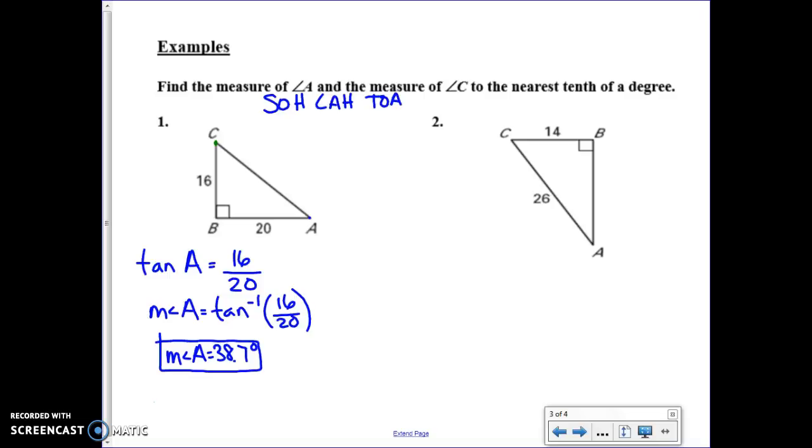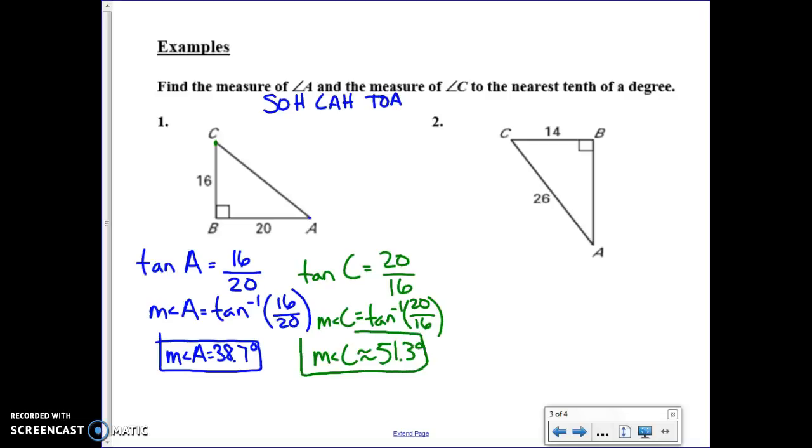All right, then I'm looking at angle C. In angle C, I have the opposite and the adjacent again, so I'm going to use tangent again. I have tangent of angle C is equal to, this time opposite is 20, and adjacent is 16. So that ratio has flipped over. Now I get the measure of angle C is equal to the inverse tangent of 20 over 16. I'm going to type that into the calculator, and the measure of angle C is 51.3 degrees.